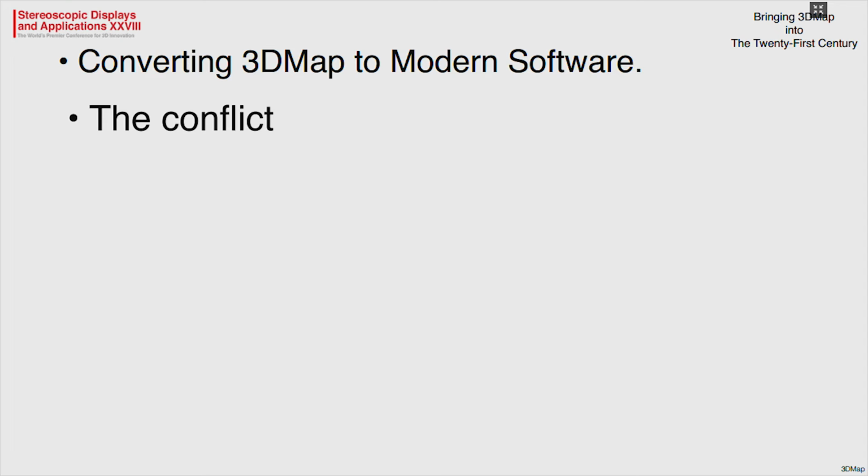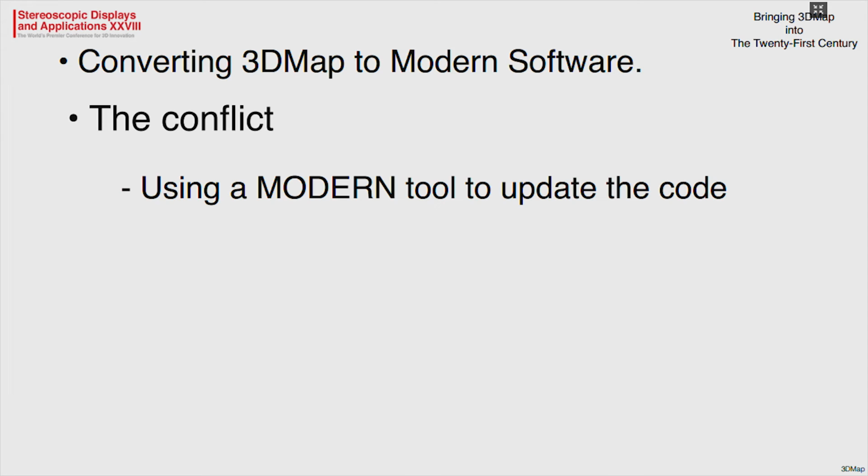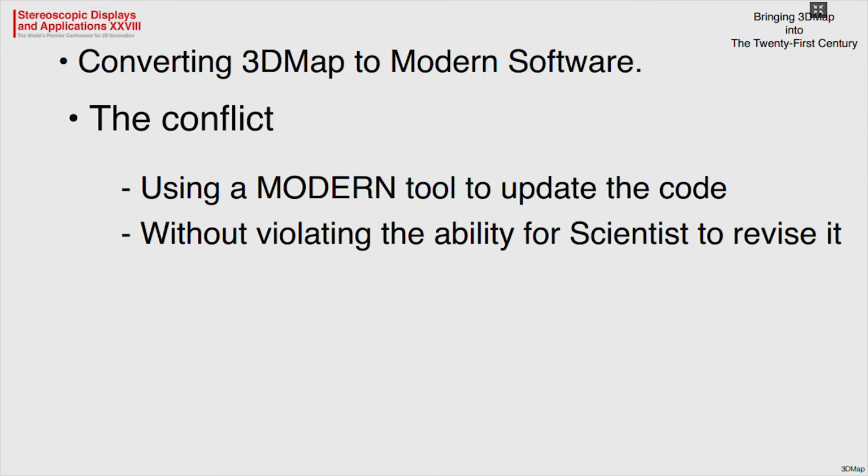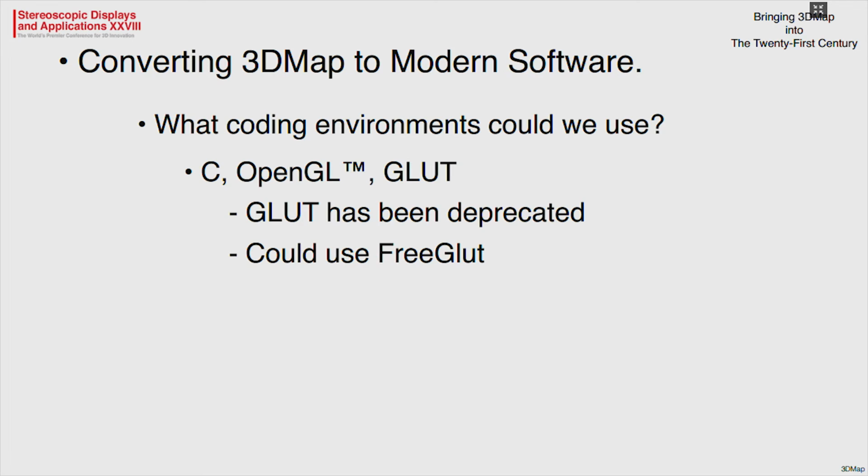So here's the crux of it. Here's the conflict. I'm going to use a modern tool to update the code, but I'm going to do it without violating his ability to access what that code does, should he have to change it. Should I go away somewhere, okay? Well, I could use C, OpenGL, and GLUT. This is my typical environment. Unfortunately, GLUT has been deprecated. There is freeGLUT, but in order to produce a cross-platform set of code, it takes a whole lot more time.